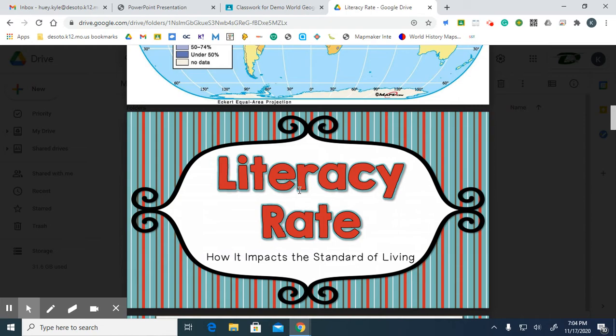Okay, and as a refresher, if you didn't remember, literacy rate is the percentage of a population over the age of 15 that can read and write. So the higher that percentage of a literacy rate, the more individuals in that country over the age of 15 can read and write. The lower the percentage, the lower the population.